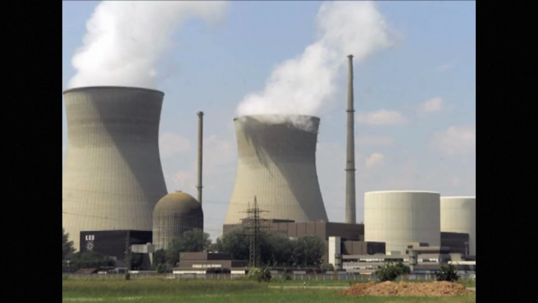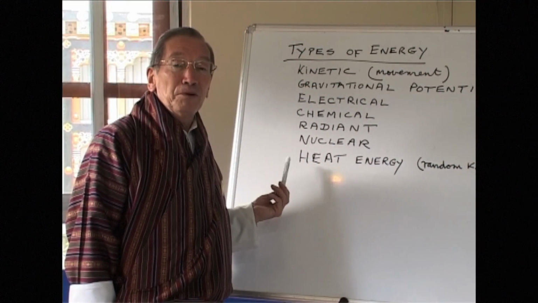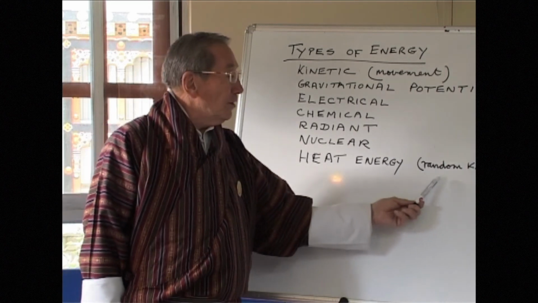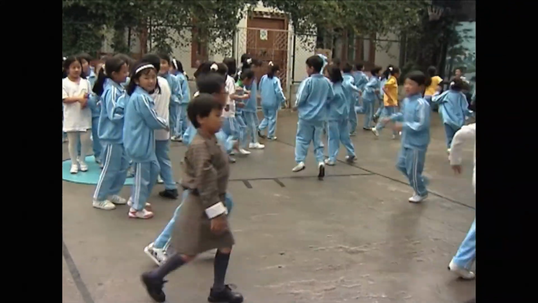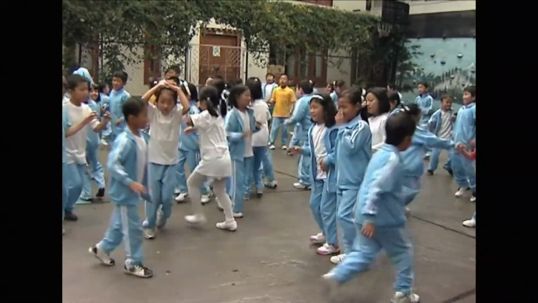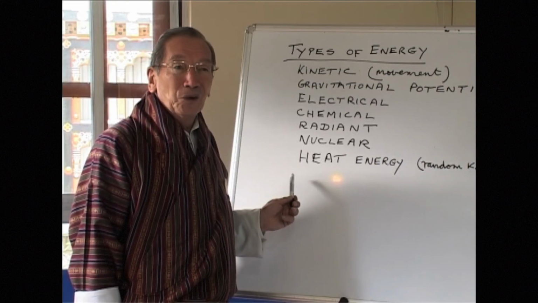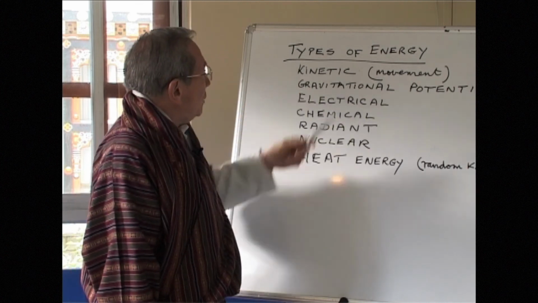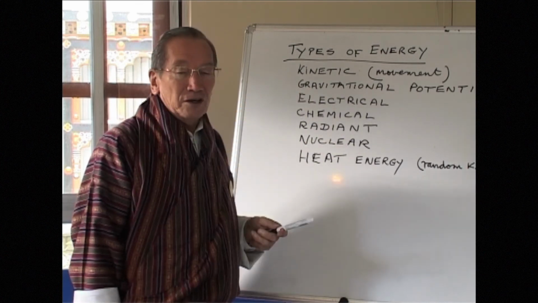Controlled, as in a nuclear power station, it's very useful. In an uncontrolled explosion, a nuclear explosion, 3 or 4 bombs would destroy Bhutan. And last of all, we visited Thimphu Primary School to see that heat energy is in fact the random kinetic energy of molecules. And thanks to Thimphu Primary School children for behaving like molecules. Heat energy, very common. We all have a very good understanding of heat energy. So, energy and the types of energy.